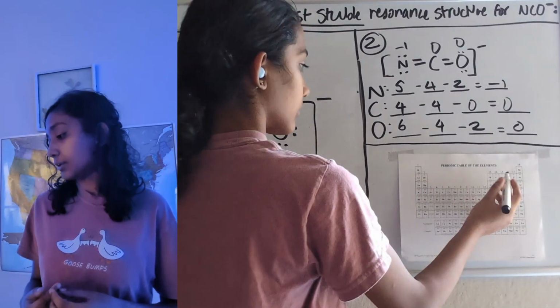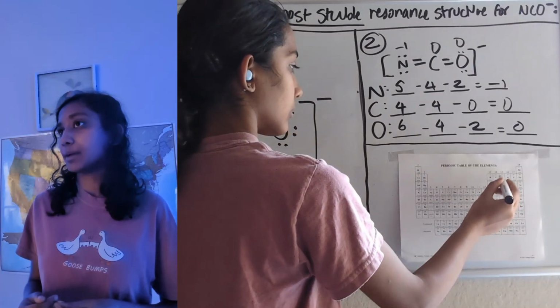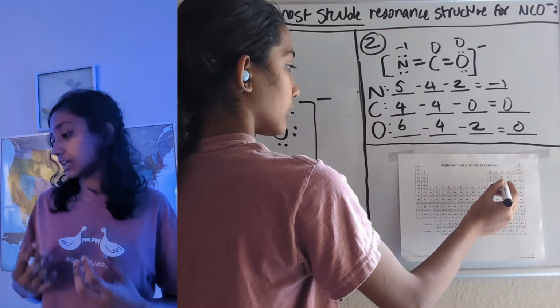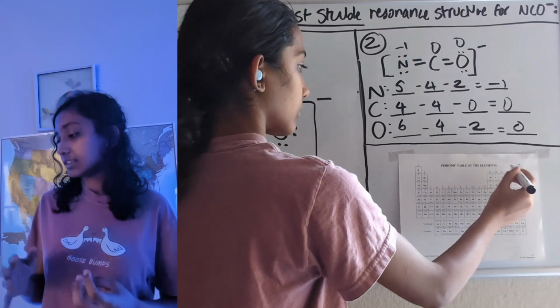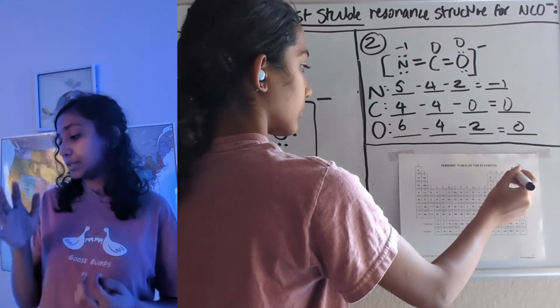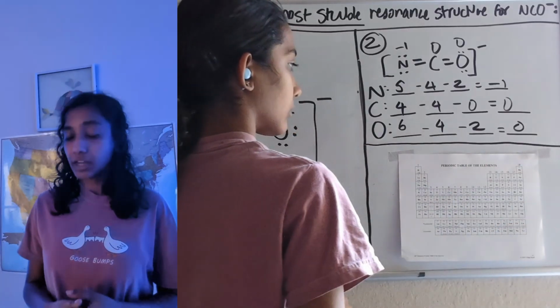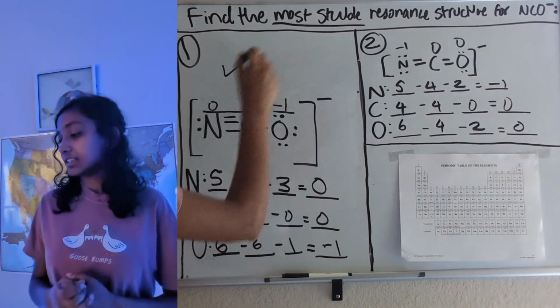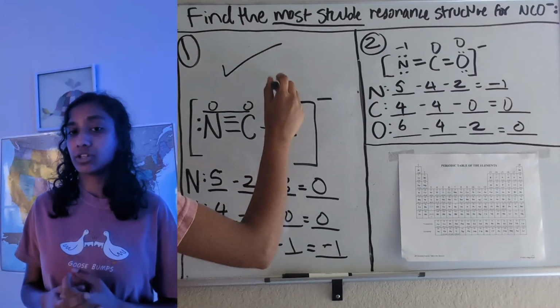Oxygen is the more electronegative atom compared to nitrogen, since electronegativity increases as you go to the top right of the periodic table. So, the first structure is correct since it places the largest formal charge on oxygen. Now we're going to go over sigma and pi bonds.